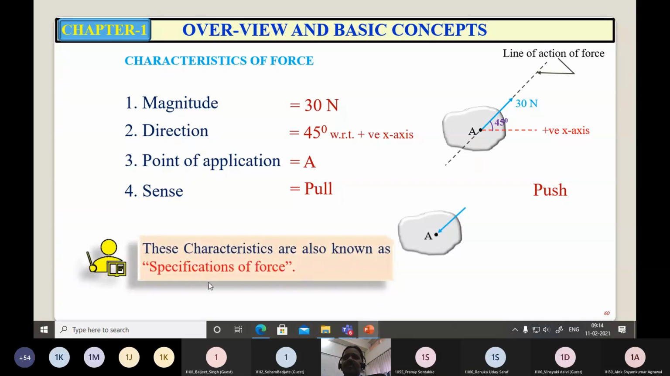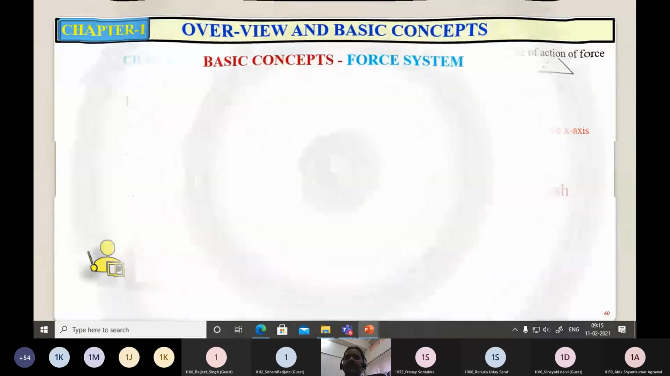So these characteristics are also known as specifications of force. Is it clear? So the magnitude, direction, point of application, and sense. Simply, magnitude is the amount of force acting on the body measured in Newton. Direction is the direction of a straight line in which the force tends to move the body with respect to any reference axis. Point of application is the point at which the force is assumed to act. Sense depends on the direction of the arrowhead, whether it is a pull or push, depending on whether the force is acting away from the point of application or towards the point of application.